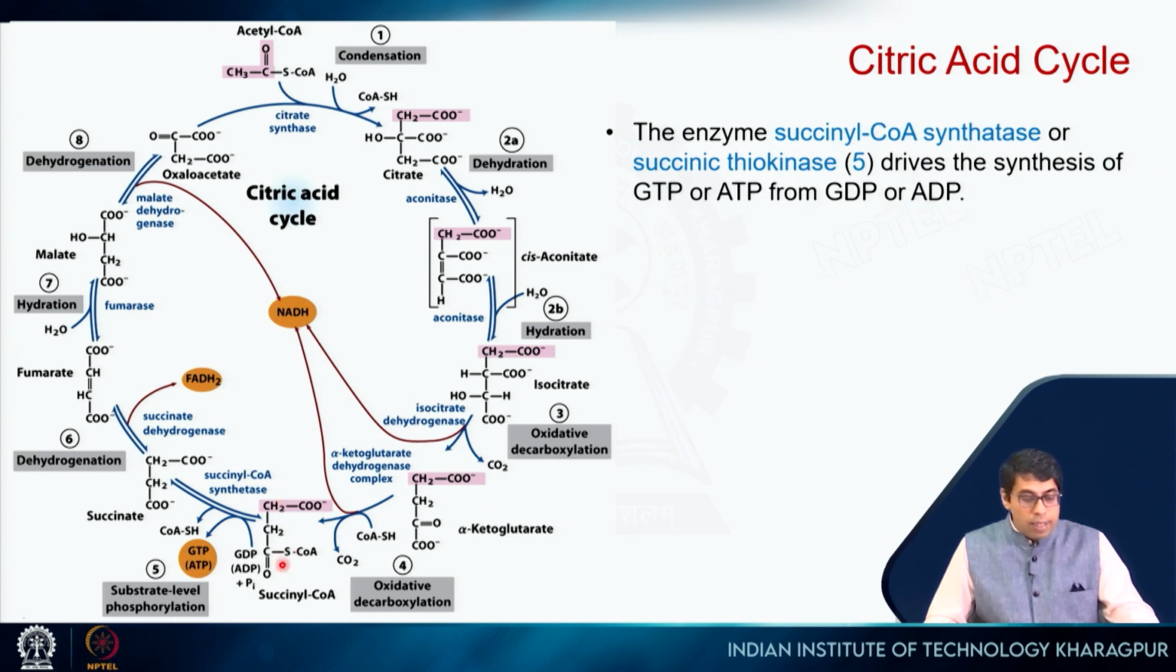Now, succinyl coenzyme A is converted to succinate or succinic acid by the enzyme succinyl CoA synthetase. Succinyl CoA synthetase is also called succinic thiokinase, right. And this step drives the synthesis of ATP or GTP from GDP or ADP. So, GDP is converted to GTP or ADP is converted to ATP, right. So, we have basically synthesis of another ATP molecule at this step.